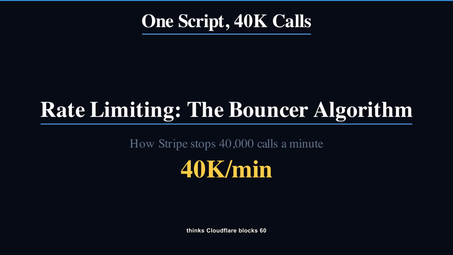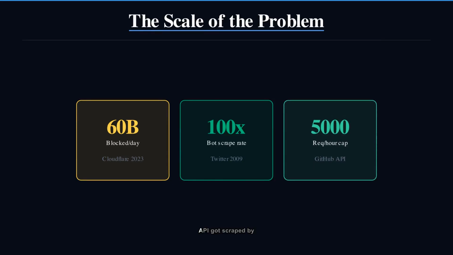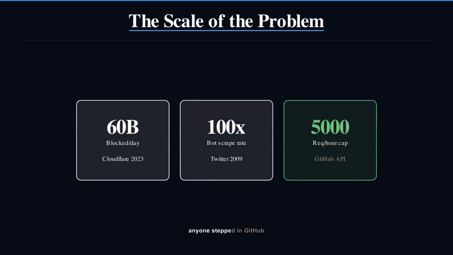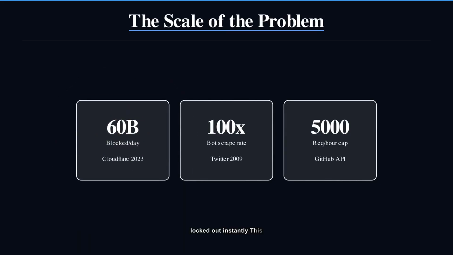Cloudflare blocks 60 billion malicious requests every single day. Twitter's 2009 API got scraped by bots at 100 times its intended rate before anyone stepped in. GitHub caps you at 5,000 requests an hour. Cross it and you're locked out instantly. This isn't paranoia, it's survival.